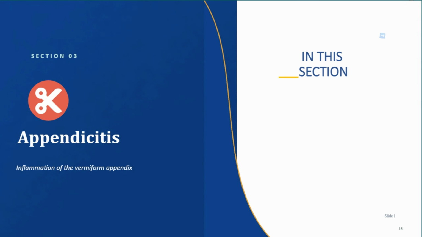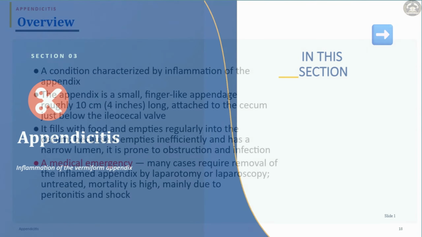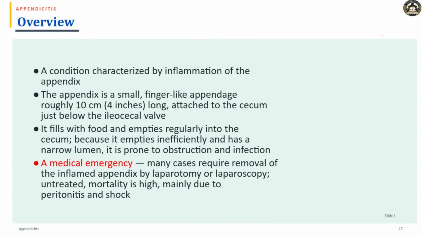We now move to section 03, which covers appendicitis, a condition defined by the inflammation of the vermiform appendix. Appendicitis is an inflammatory condition of the appendix. The appendix itself is a small, finger-like appendage, approximately 10 cm or 4 inches long, located just below the ileocecal valve, attached to the cecum.